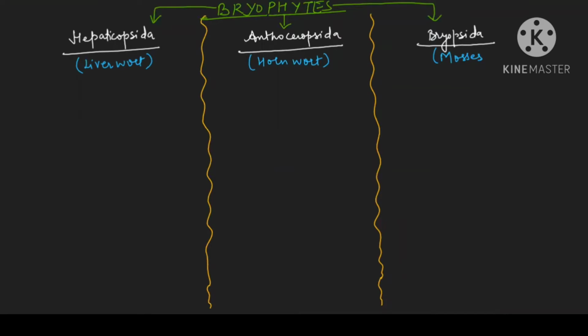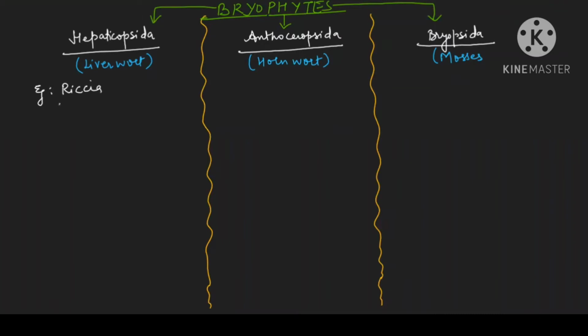Hepaticopsida is also known as liverwort, Anthoceropsida is known as hornwort, and Bryopsida are known as mosses. So before learning it, first always remember the examples. Then it will be very easy for you to remember. Here you have to remember only three examples.